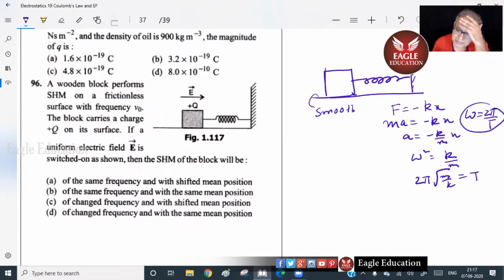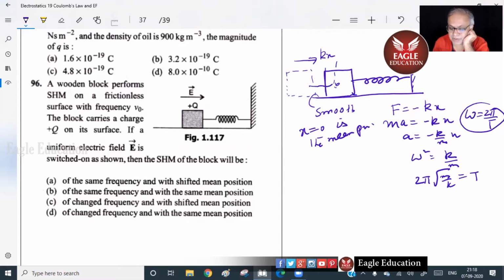First, you need to understand this. The beginning. If I pulled it by x, for example, and release it, the restoring force will be the spring force kx towards the mean position. Here, x equals 0 is the mean position. And about this mean position, it makes simple harmonic motion. This is the basic definition of simple harmonic motion. But now, an additional force EQ is acting. Constant EQ force is acting.